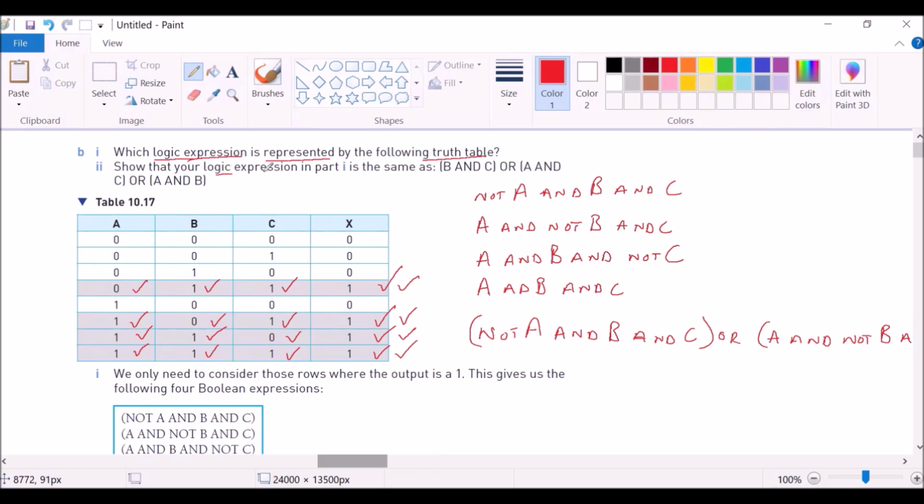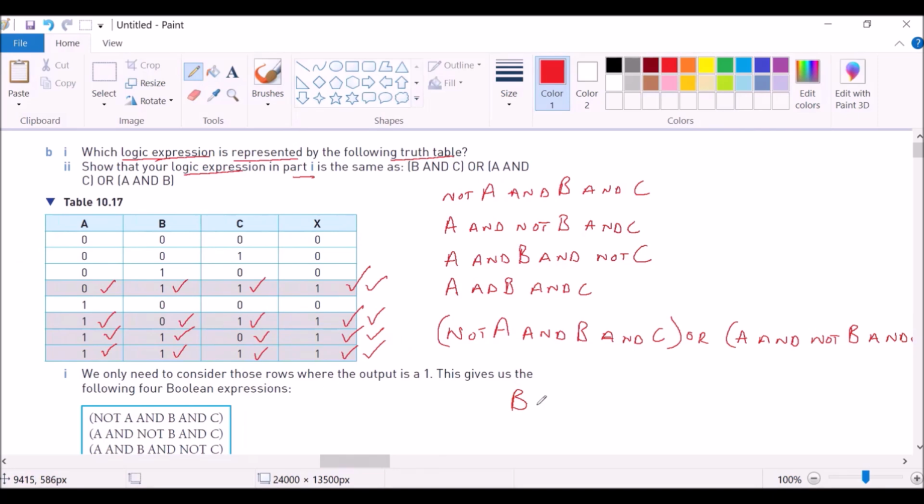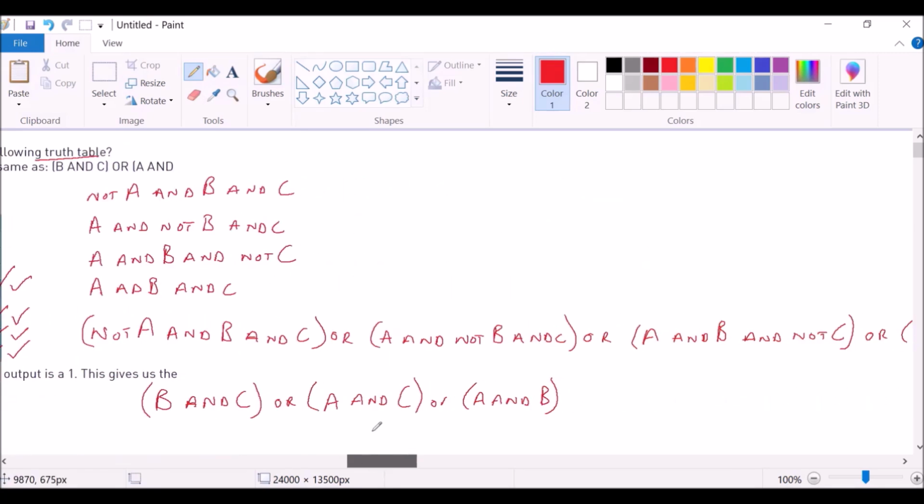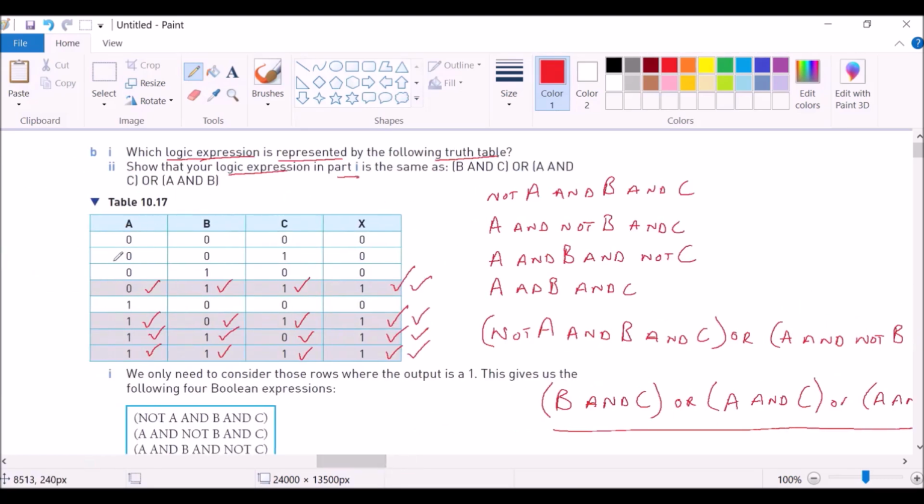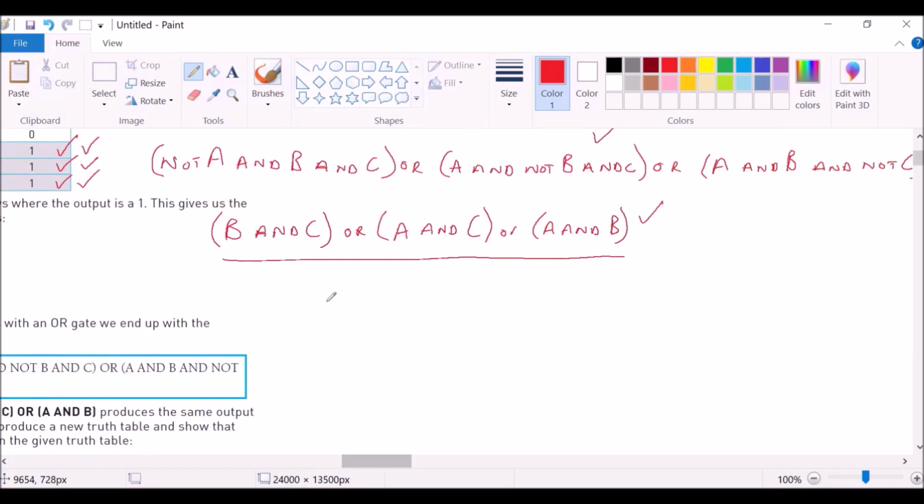Show that your logic expression in part 1 is the same as B and C, or A and C, or A and B. Now for these two statements to be the same, this statement here should produce the same logic output as this one, which is the output of this. So we create a truth table for this statement.